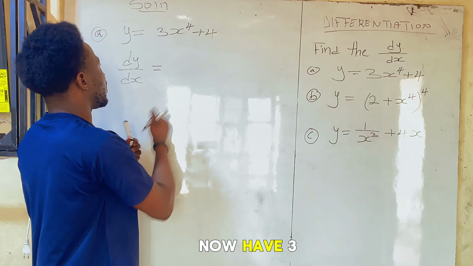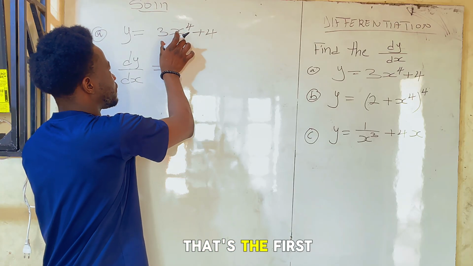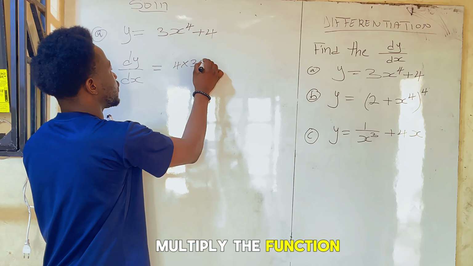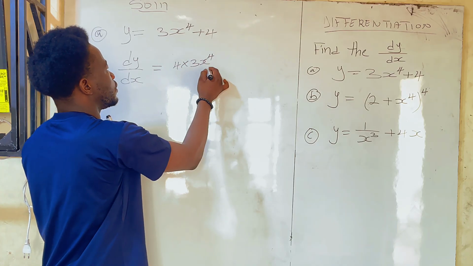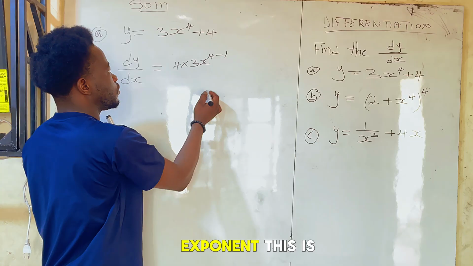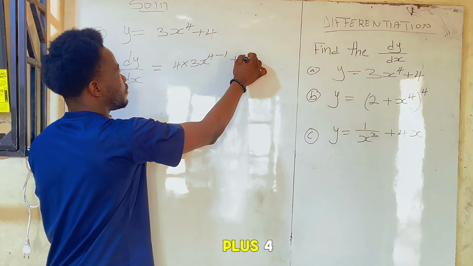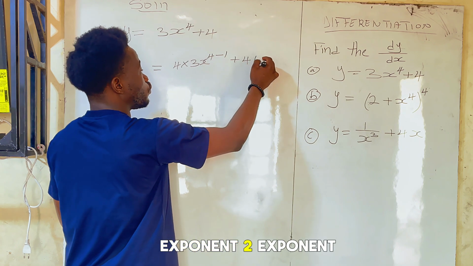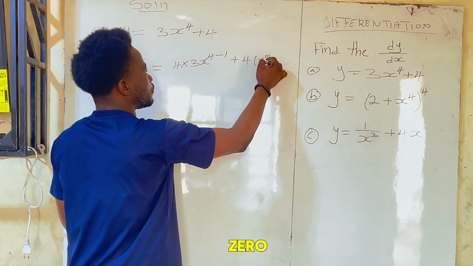So here we now have 3x exponent 4. That's the first step. This is a constant, so I have 4 multiplying the function. Now I subtract 1 from the exponent. This is plus 4x exponent 0.